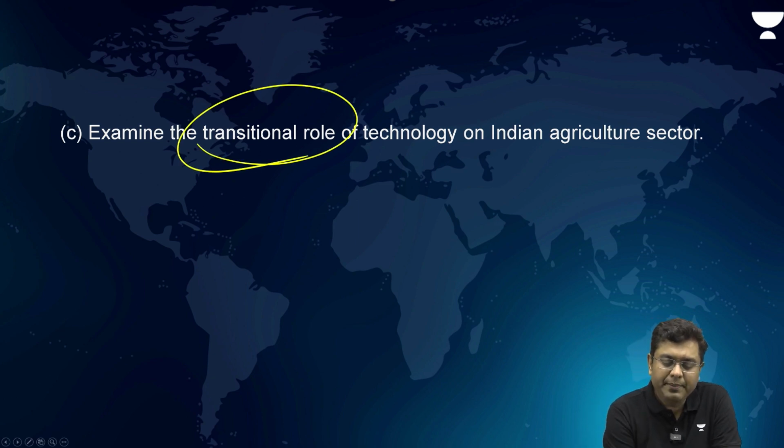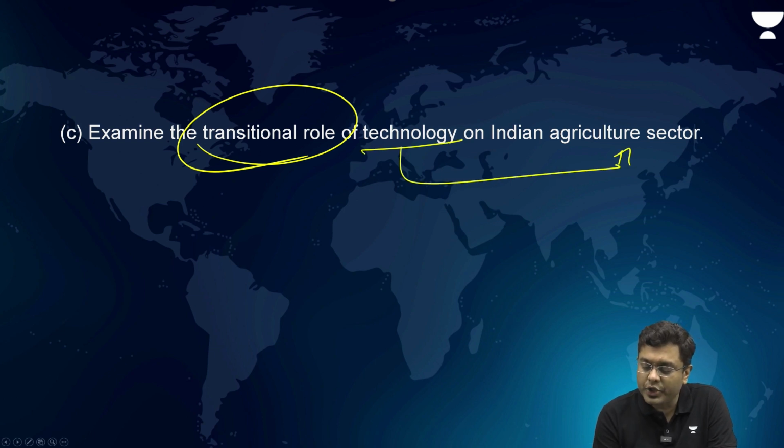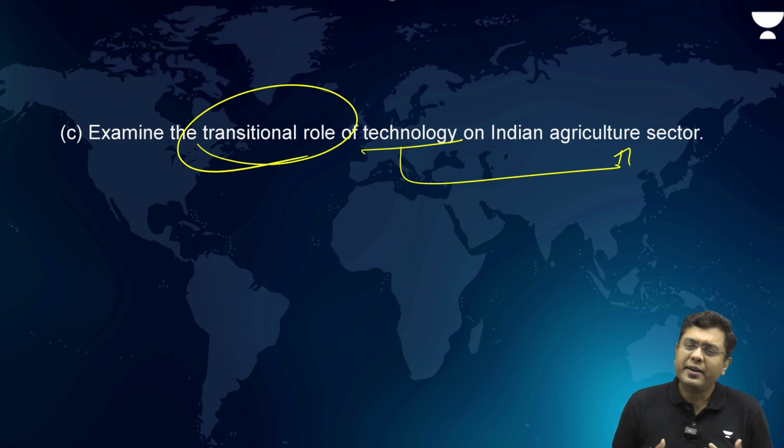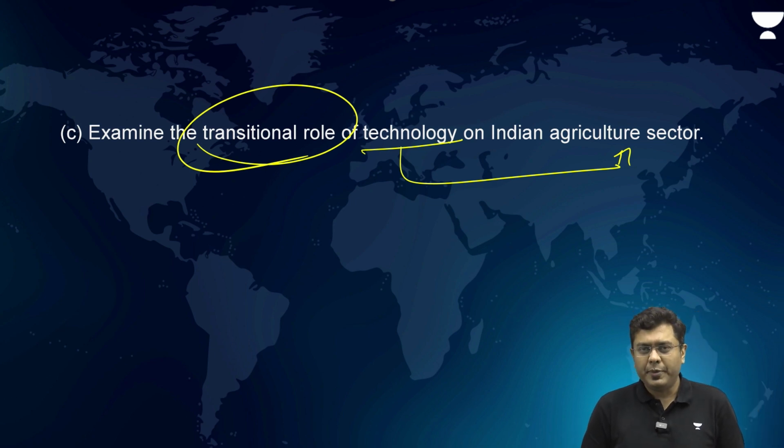Then, examine the transitional role of technology in the Indian agricultural sector. Transitional role basically means what? That how technology is able to transition the Indian agricultural sector from the condition that it is in to a better situation. So, that is the transitional role here. So, when we talk about this transitional role of technology, what are the factors that you have to concentrate upon?